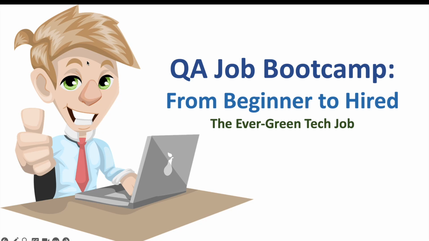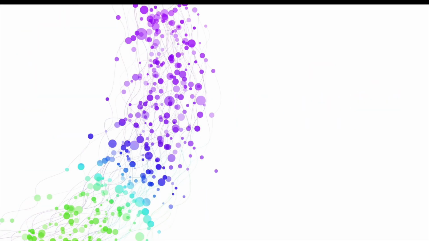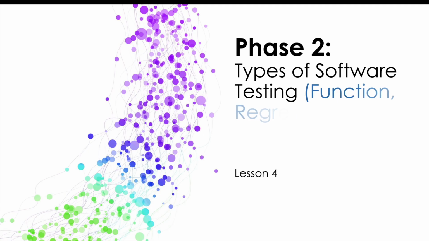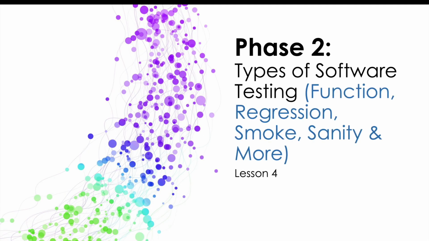Alright guys, welcome back. So this is the QA Job Bootcamp from beginner to hired, the evergreen tech job. So today we'll be looking at phase 2. This is lesson 4, types of software testing: functional, regression, smoke, sanity, and more.